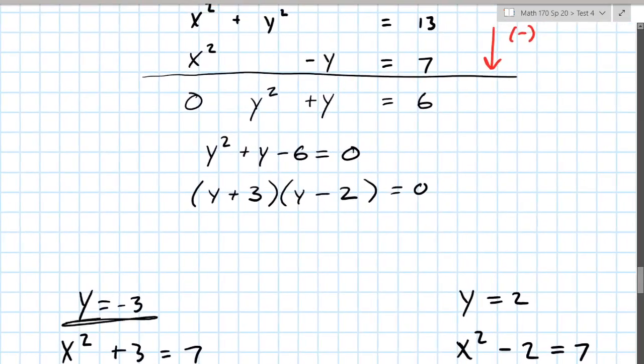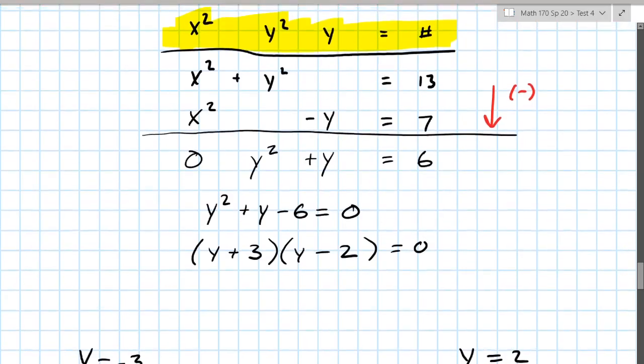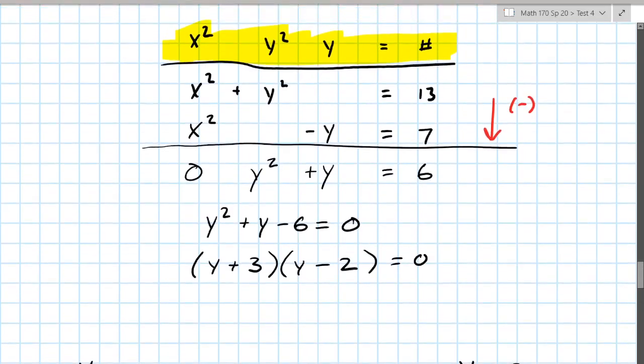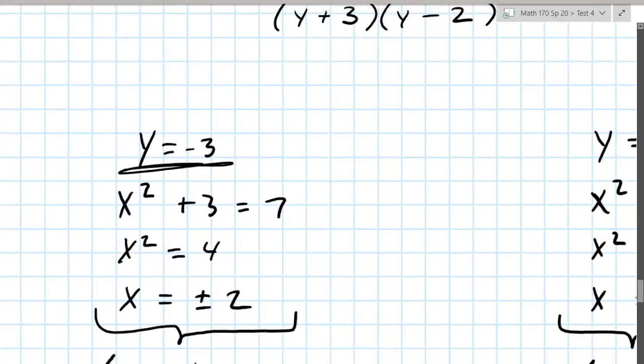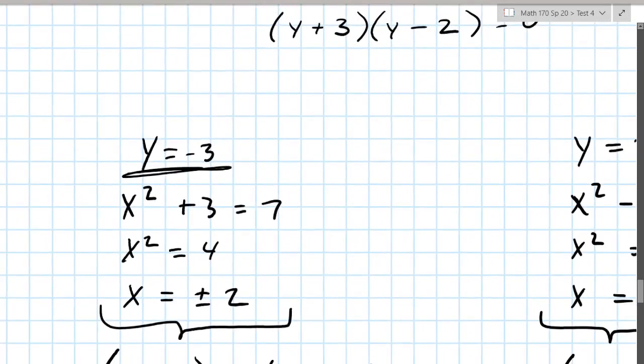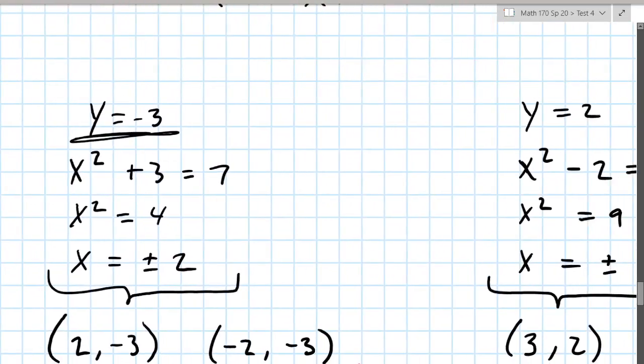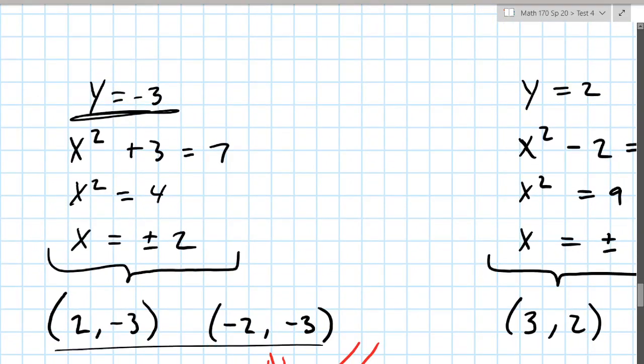If y is -3, we need to think about substituting back into either equation 1 or equation 2. It doesn't matter which one we substitute back into. If we substitute back, we do x squared plus 3, because that's minus negative, is equal to 7. Subtract over the 3, take the square root of both sides, and we get 2 solutions here. X is +2, y is -3, x is -2, y is -3.